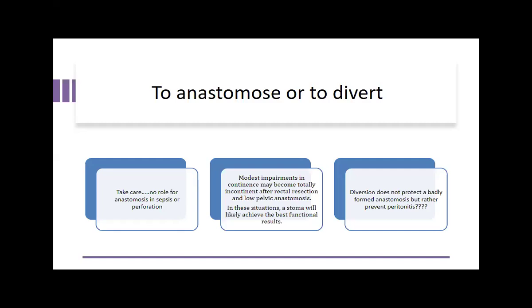The other thing is very important, and I like to highlight it because sometimes residents understand that wrongly. Diversion doesn't protect a badly formed anastomosis. So you cannot do an anastomosis which is leaky and then do diversion and say, okay, I have done my job. He may not go into severe peritonitis and severe sepsis and may not die from the anastomotic leak, but the anastomosis will develop stricture and will be persistently leaky. So you cannot have a bad anastomosis and then just divert. You need to do a good anastomosis and divert.